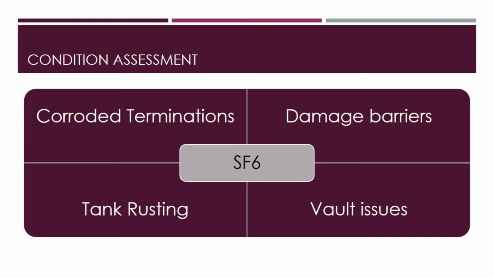You can also visually inspect any cracks or damage to the interface barriers, or any signs of rusting or damage to the tank enclosure as a result of dirt contamination or vehicle collisions, as well as, if it is a submersible transformer, any signs of the vault being compromised or that it needs to be fixed.